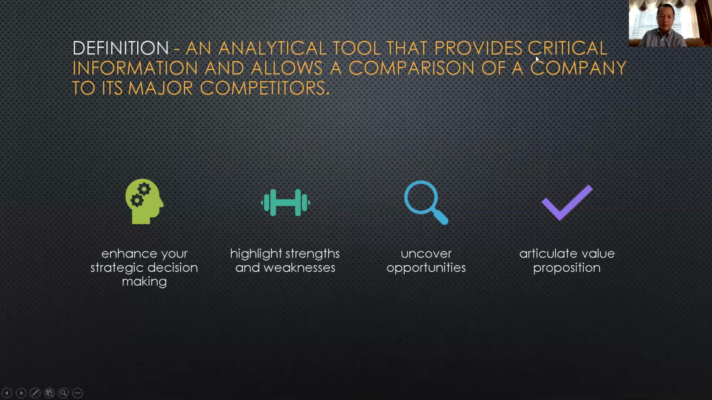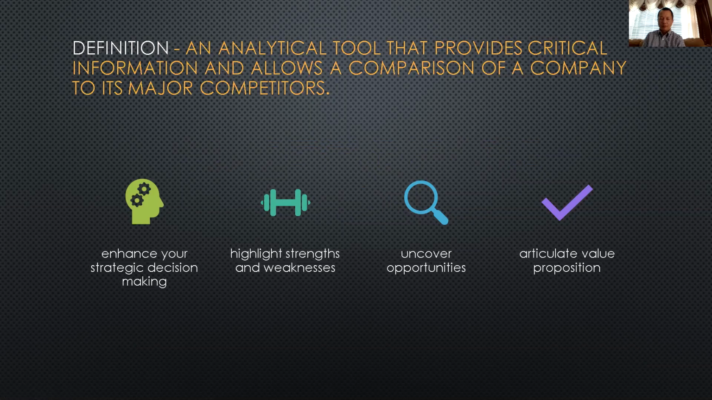So the CPM, or the competitive profile matrix, like I said, is a tool that provides critical information and allows a comparison of a company to its major competitors. So you can use this to compare your company to your competitors. And there are 4 benefits from using this tool. One is it enhances your strategic decision making. Having the comparison data, you can make strategic decisions that will help you gain market share or be more competitive.